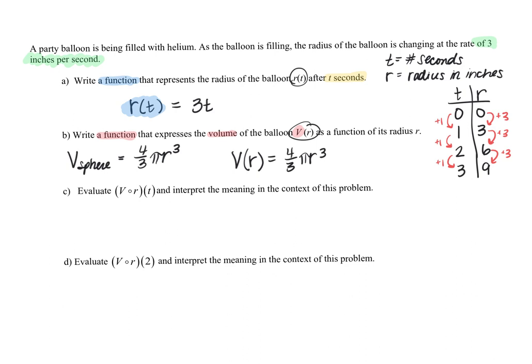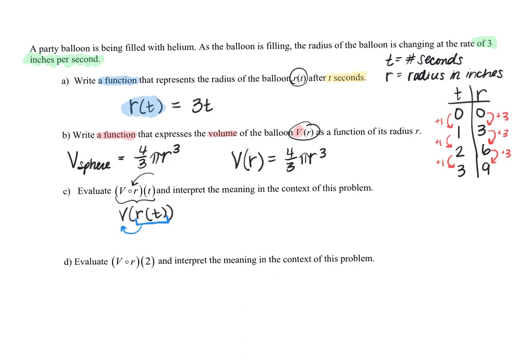Part C is asking us to evaluate V of R of T. So let me say that one more time. Remember that open dot is composition. That implies we're going to be finding a composition. And we read this V of R of T. And we could also rewrite it like this, V of R of T, where we use the parentheses. I like this notation a lot because I think it's very clear. We can see visually here that R of T is on the inside. In other words, we're plugging the R function into the V function.